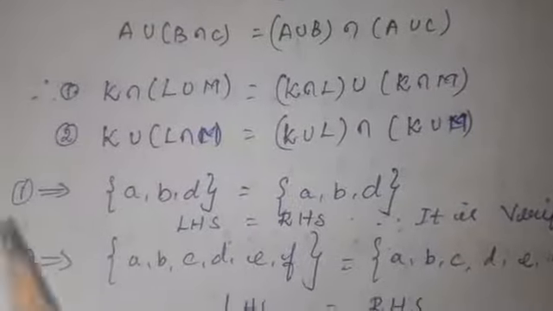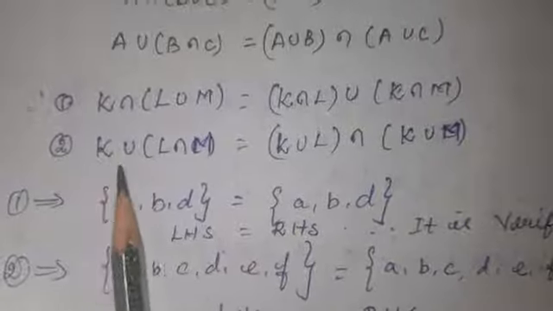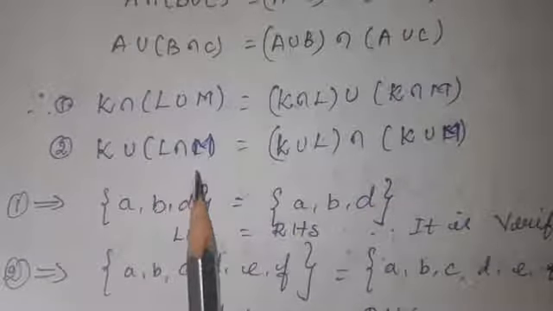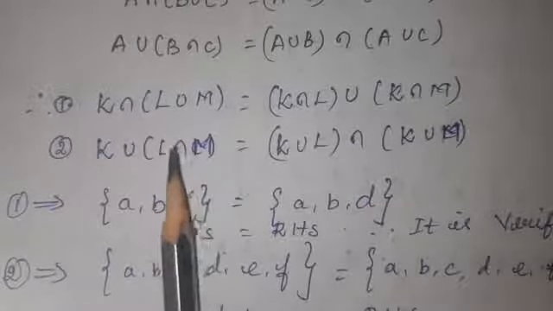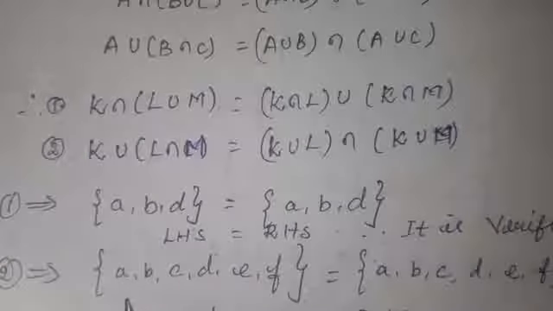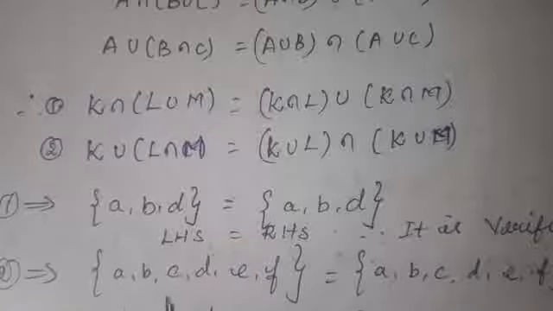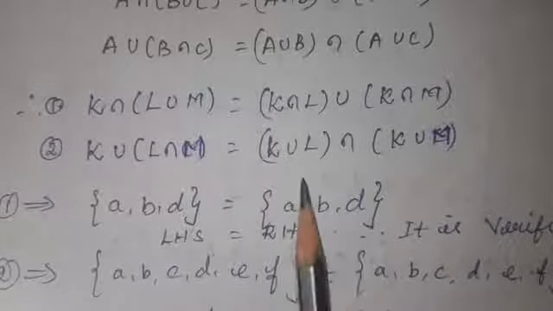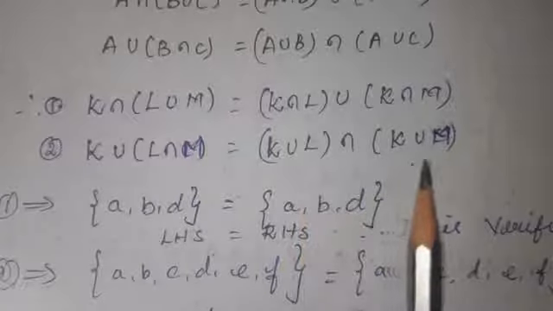Next, come to the second one: K union L intersection M. The first question they are asking, that answer I have written here because we already found that answer. A, B, C, D, E, F is equal to K union L intersection K union M.